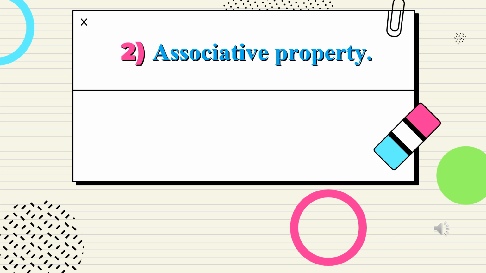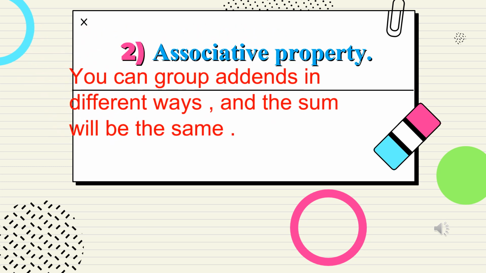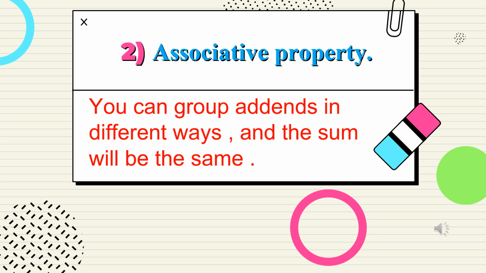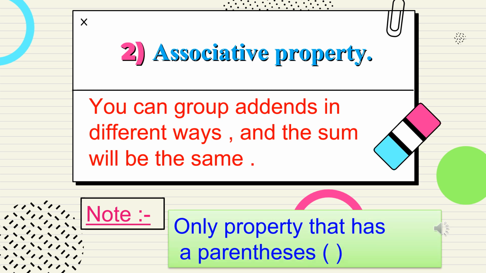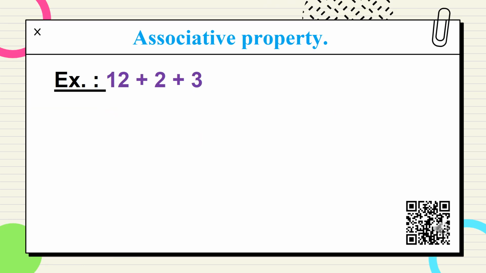Now, associative property. What's meant by associative property? It means you can group addends in different ways and the sum will be the same. We have here the only property that has a parenthesis. So in associative property, we use parentheses. Now we need to add 12 plus 2 plus 3 by using associative property. So associative property means you can group addends.